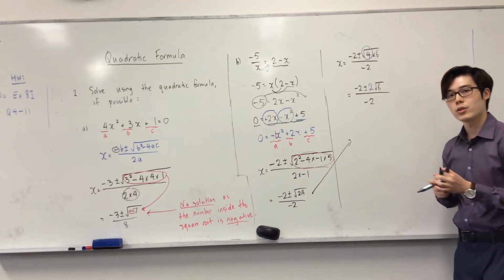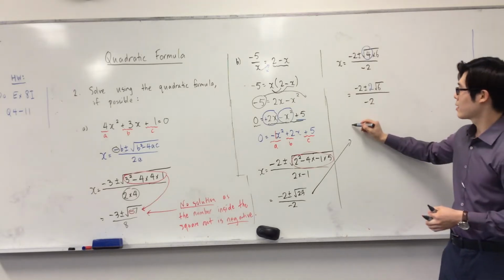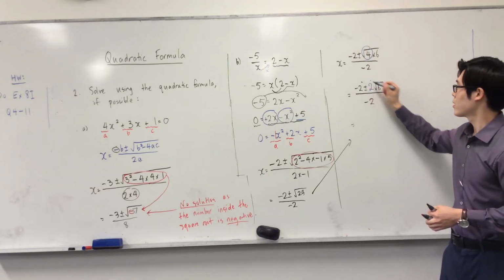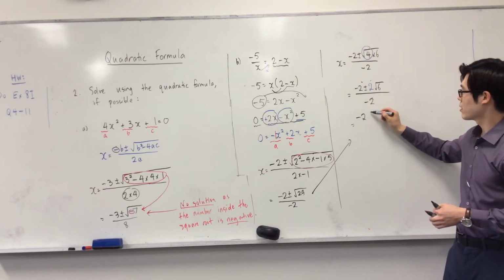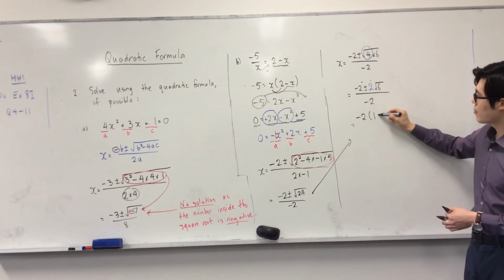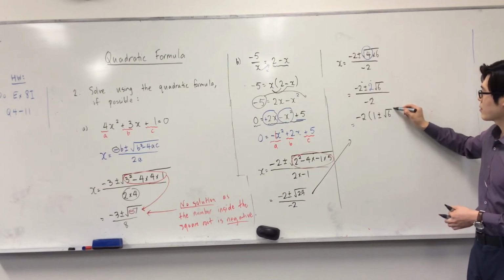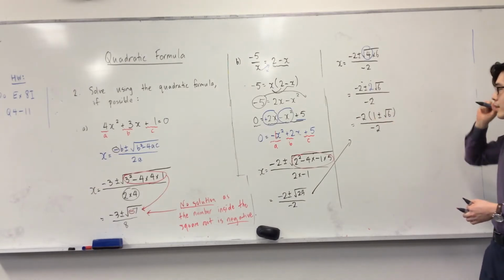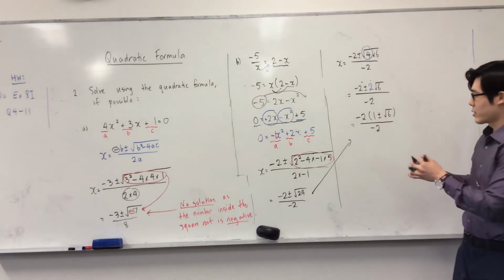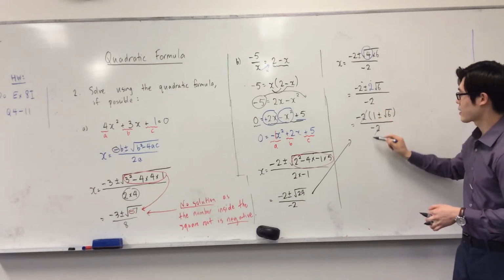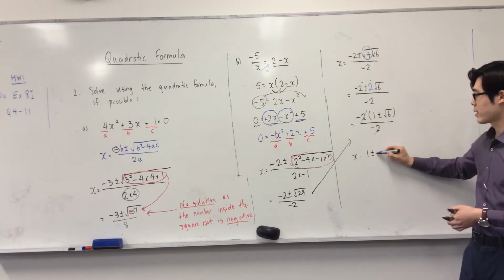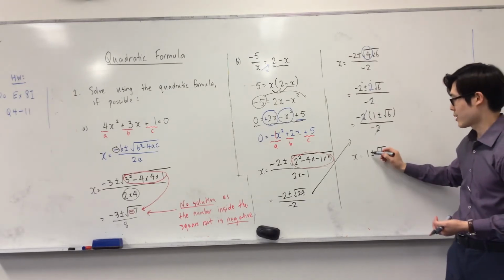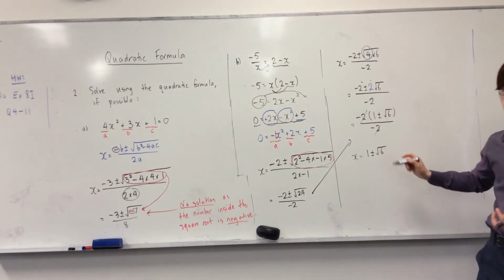Can you see what else we could do further from here? 2's are common. So let's take the 2 out. So if I take minus 2 out, okay, I've got 1 plus or minus square root of 6 over minus 2. And then as you can see, we can just cancel these 2 out. Which leaves just equals 1 plus or minus root 6. We've got 2 answers, as you can see. 1 plus root 6, 1 minus root 6.